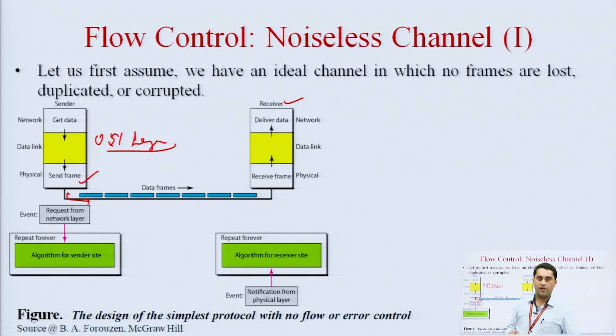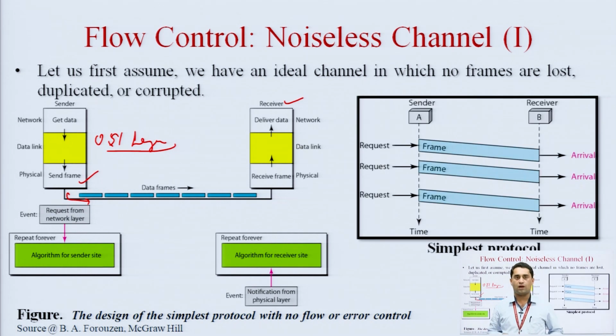If I represent this in the form of a sequence diagram, then you will see here, this is sender A, one frame is ready, and A sends the first frame.